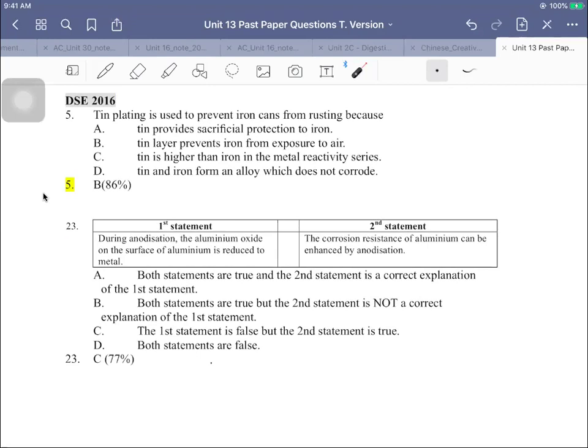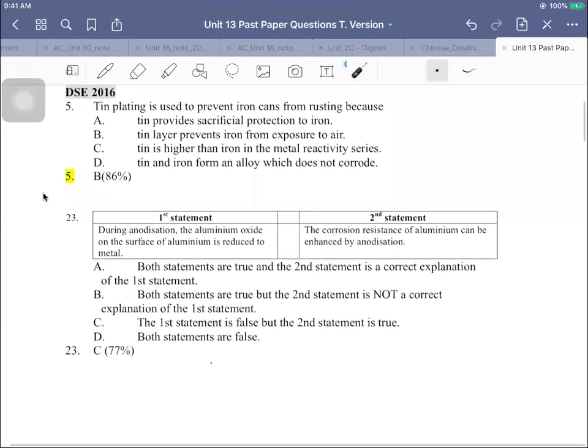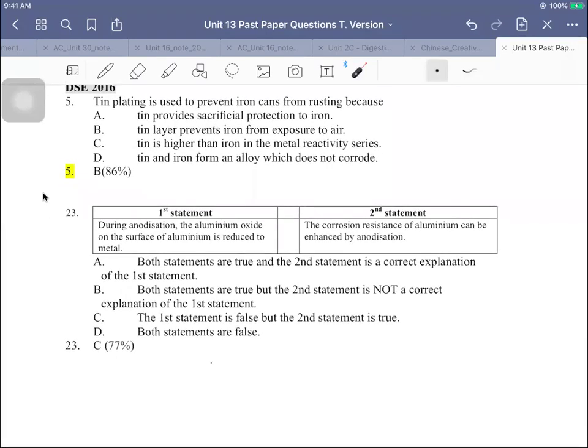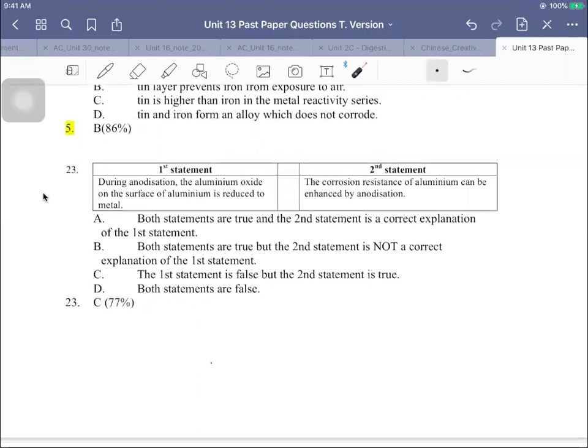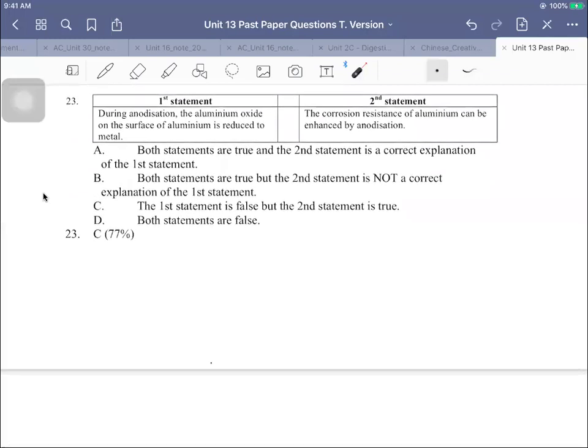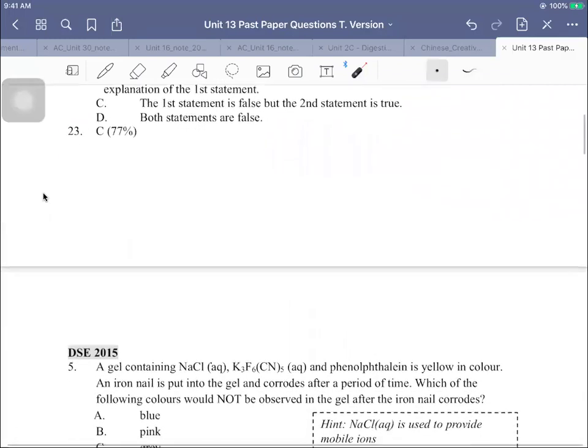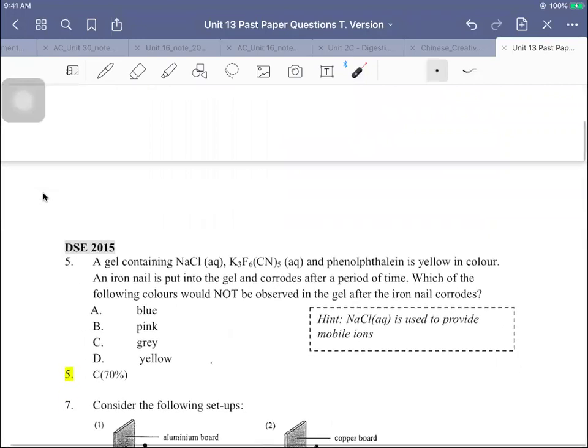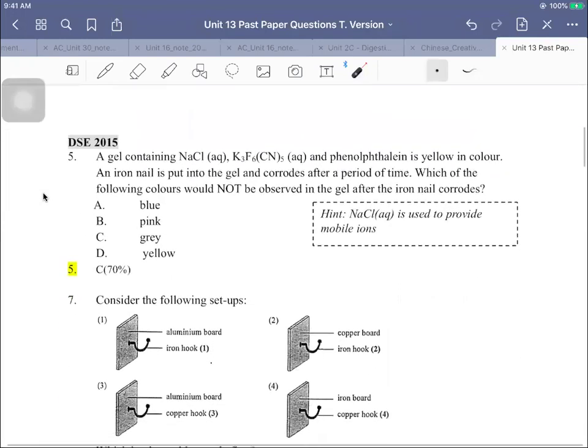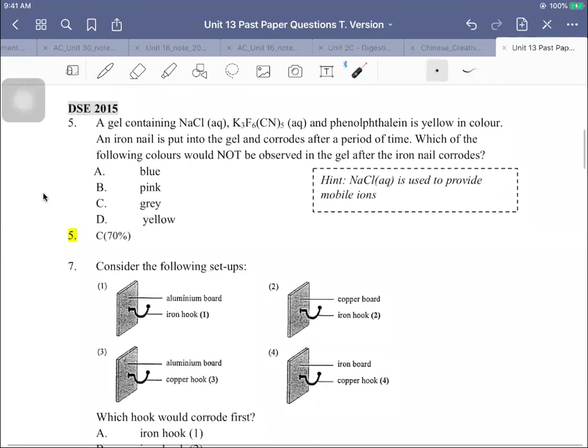So any question for this page so far? If no, just type okay or no problem, and then I'll move on. Okay, so next page, question 5.